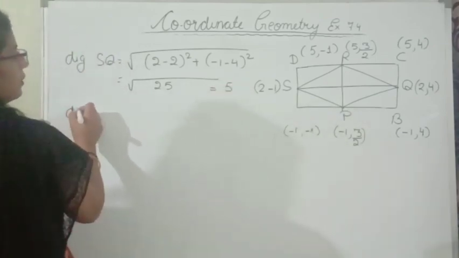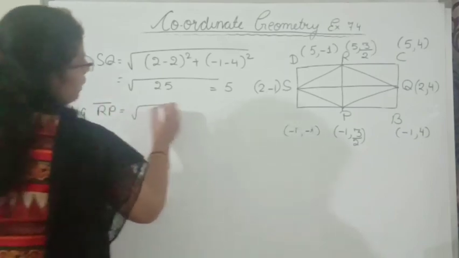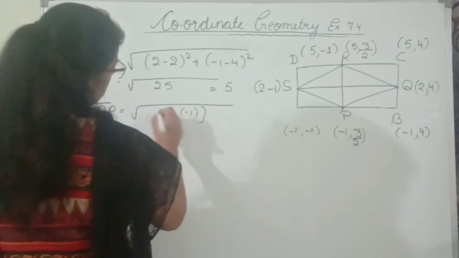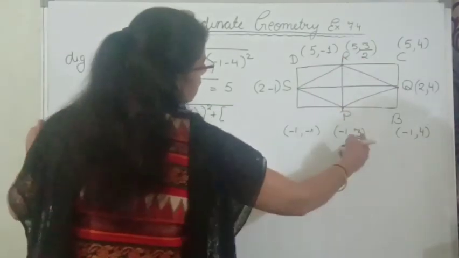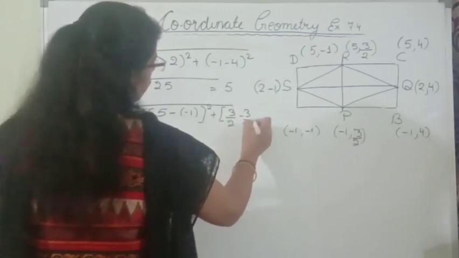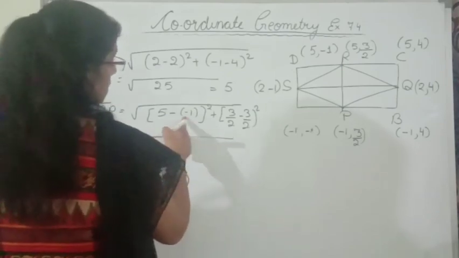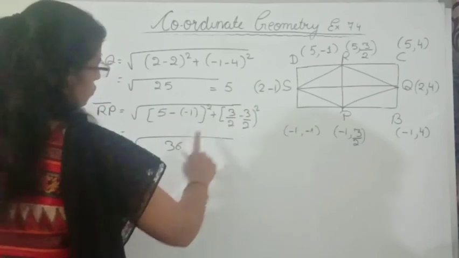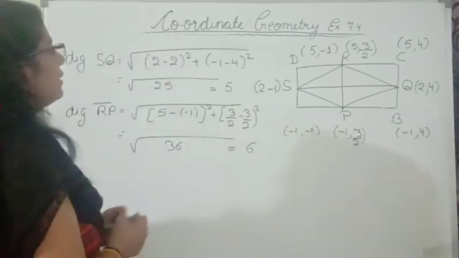And diagonal RP or PR, same again: (5 minus of minus 1) whole square, (x1 minus x2) का whole square plus (y1 minus y2) whole square, (3 upon 2 minus 3 upon 2) whole square. So this becomes 5 plus 1, 6, 6 sixes are 36, plus 3 upon 2 minus 3 upon 2 is 0. So this is coming 6 units. Okay, so diagonals are different.